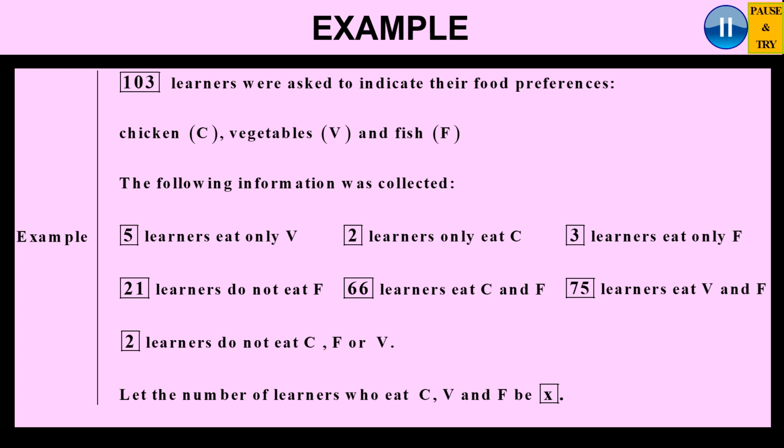Now let's do an example on a Venn diagram with 3 events. Here we have a case with 103 learners, and it's their food preferences: chicken, vegetables, and fish. And here we have some information about that. The first question is to represent that in a Venn diagram. Then we have to calculate the missing value, and then there are some probability questions. We're going to do each one separately. So let's go to the next slide.